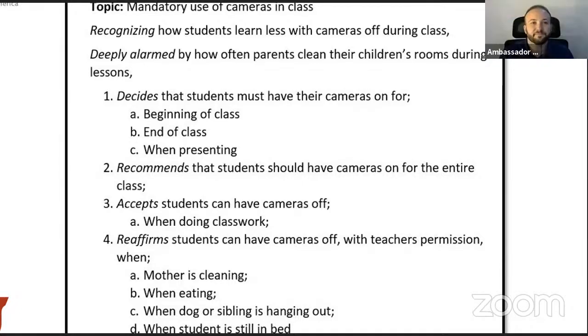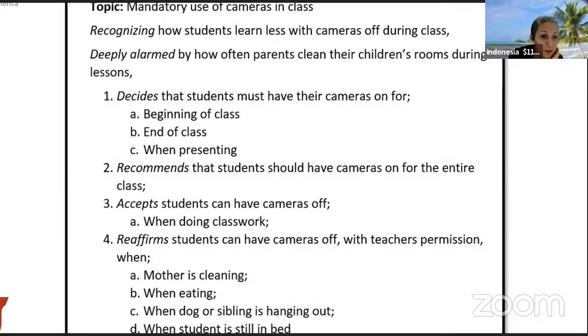Keep going. Okay, I agree with this. Two, recommends that students should have cameras on for the entire class. Three, accepts students can have cameras off, A, when doing classwork. And where's the B? There's no B here. What's written is written. Okay.